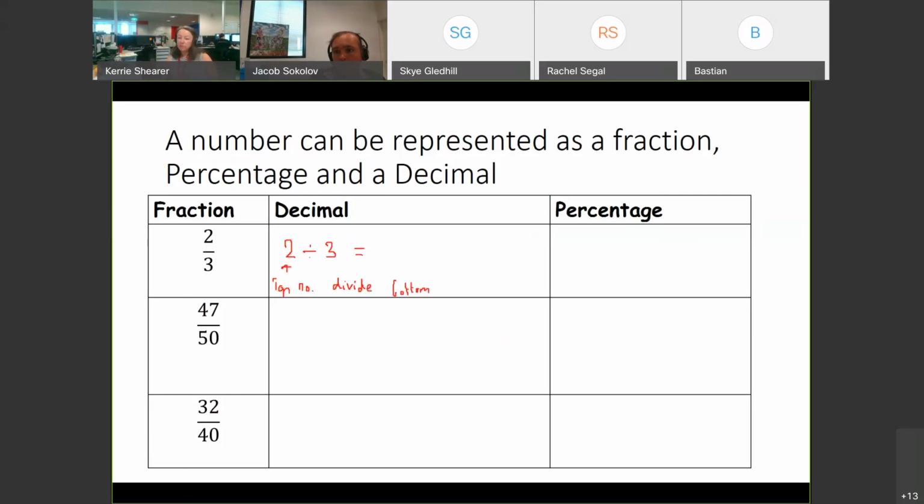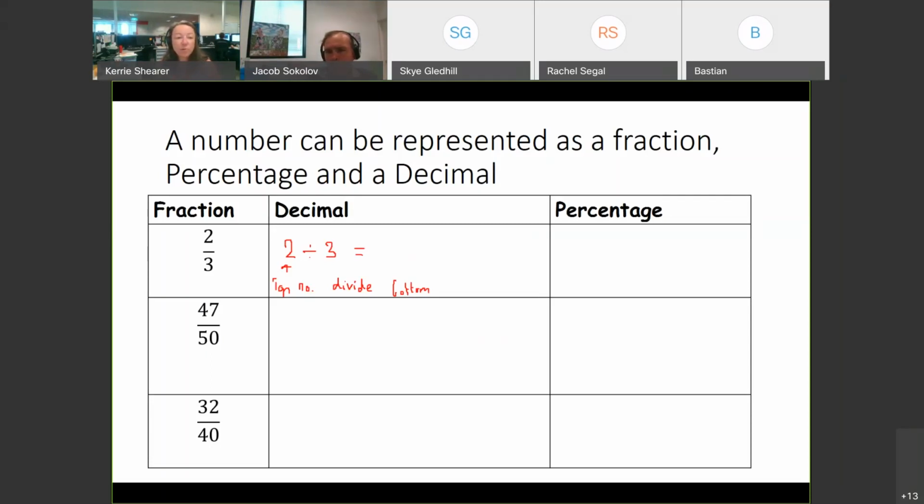Okay, someone's saying, I've got a calculator. I've got 0.67. Then we've got 0.666666667. And then we've got 0.66666666666 recurring. I love the recurring. And by the way, some are done to 3 decimal places. So what do we want here, Jacob? I think 3 decimal places is good, yeah?